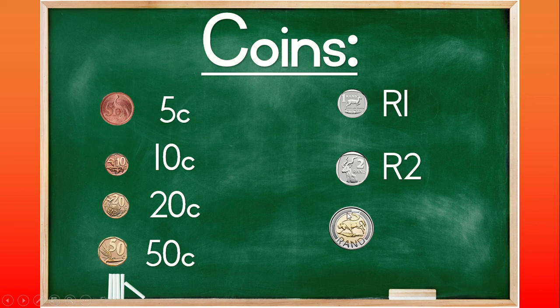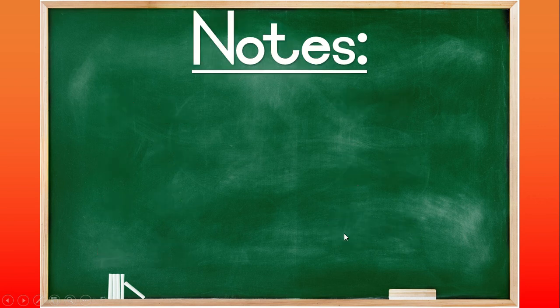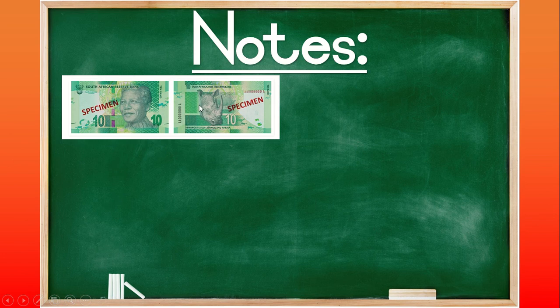Then we have 5 rand with the buffalo on it. We see there's a 5 rand. We write capital R and a 5 to indicate it is 5 rand. With our notes, we see a 10 rand is green. It has a rhino on it, and we see the 10 rand on top of it. We write R10 for 10 rand.